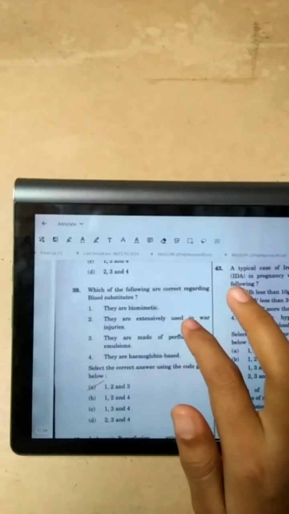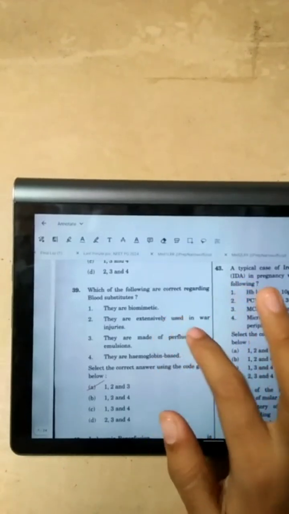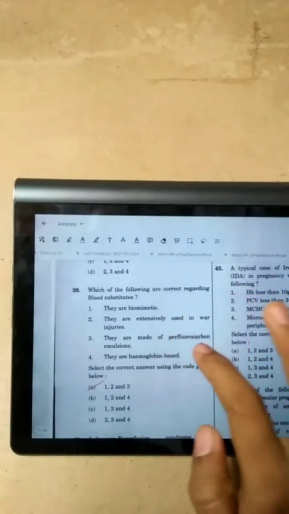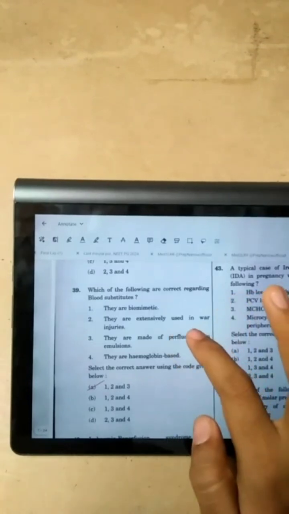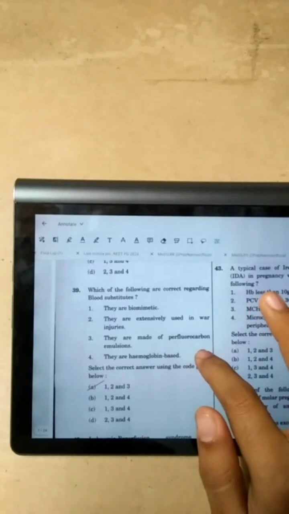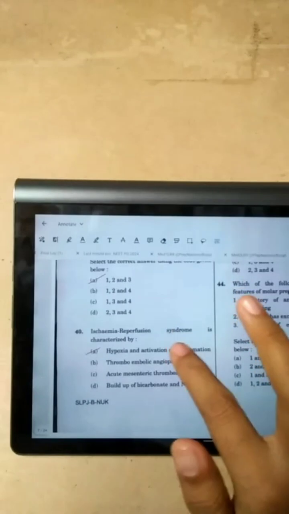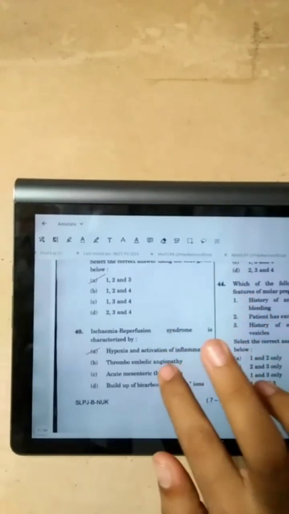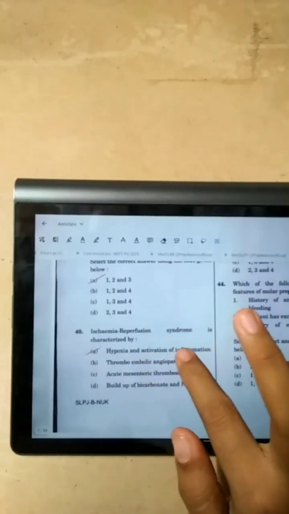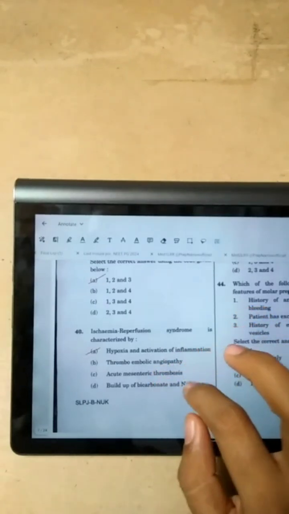Which of the following are correct regarding blood substitutes? These are biomimetic, yes. Extensively used in war injuries, yes. This is common. This is correct. This is also correct. They are used, yes. This is also correct. They are not hemoglobin based, basically. Ischemia reperfusion syndrome is characterized by hypoxia and activation of inflammation. This is correct.